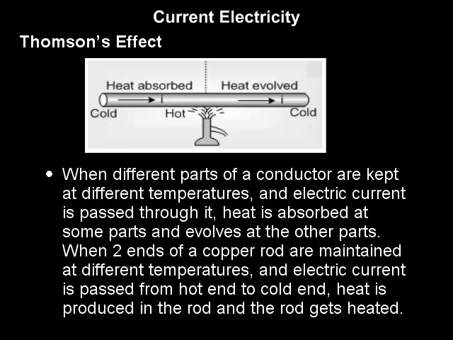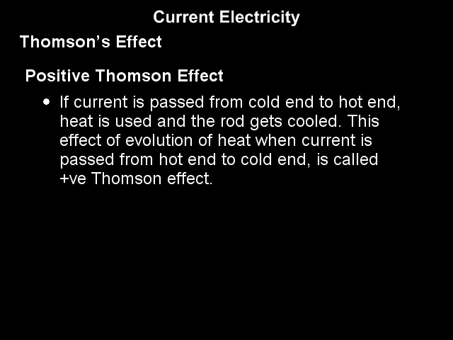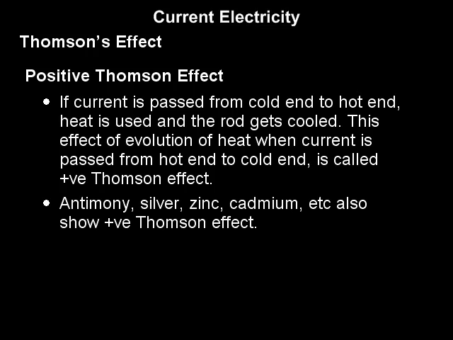When two ends of a copper rod are maintained at different temperatures and electric current is passed from hot end to cold end, heat is produced in the rod and the rod gets heated. On the other hand, if current is passed from cold end to hot end, heat is used and the rod gets cooled. This effect of evolution of heat when current is passed from hot end to cold end is called positive Thomson effect. Antimony, silver, zinc, cadmium, etc. also show positive Thomson effect.